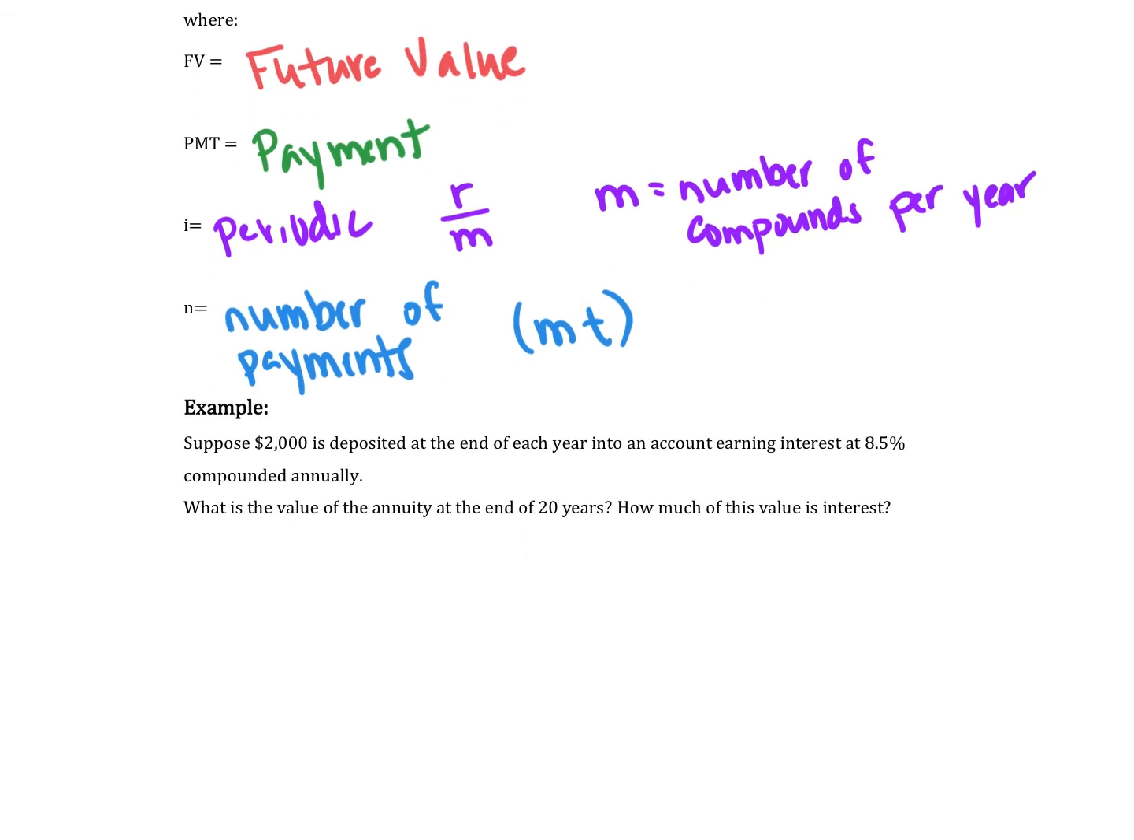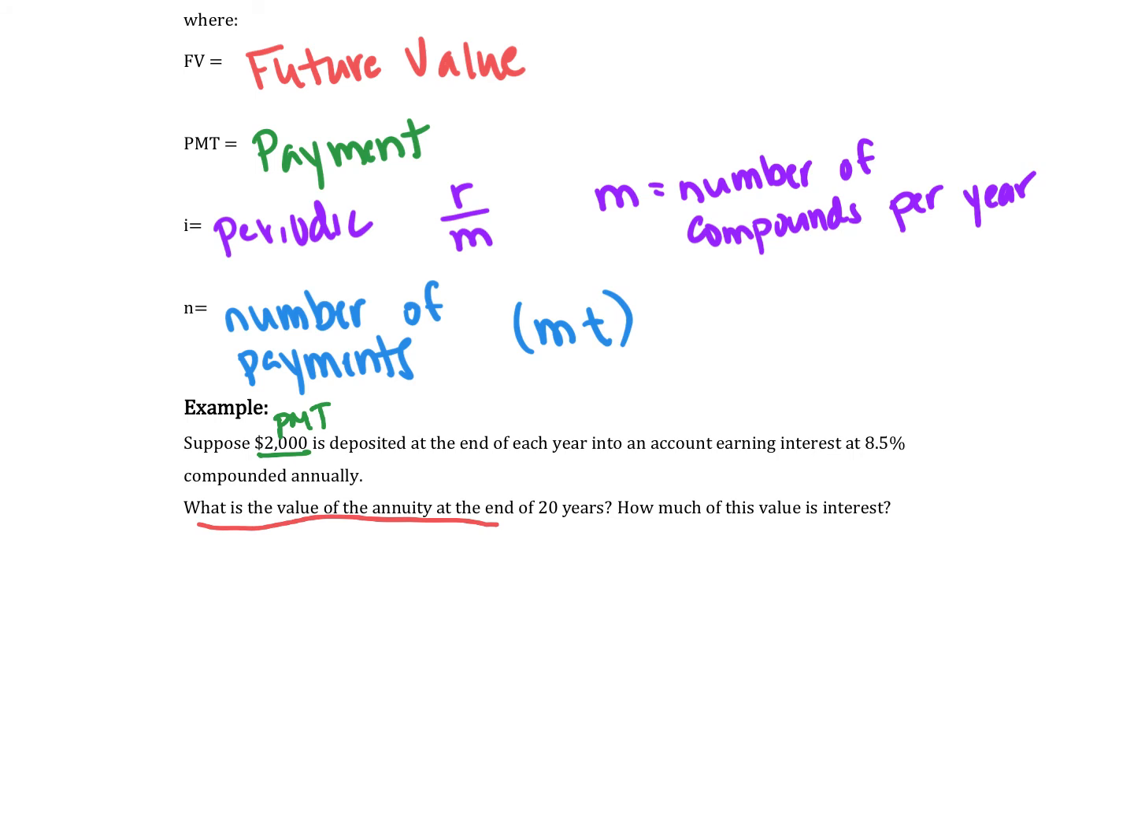So suppose $2,000 is deposited at the end of each year into an account earning interest at 8.5% compounded annually. What is the value of the annuity at the end of 20 years? How much of this value is interest? When we do something like this, the first thing we need to do is identify these different variables. It asks for the value of the annuity at the end of 20 years, so I'm going to find the future value here. We're putting in $2,000, which is my payment, the PMT. I'm depositing at the end of each year, which means an ordinary annuity.